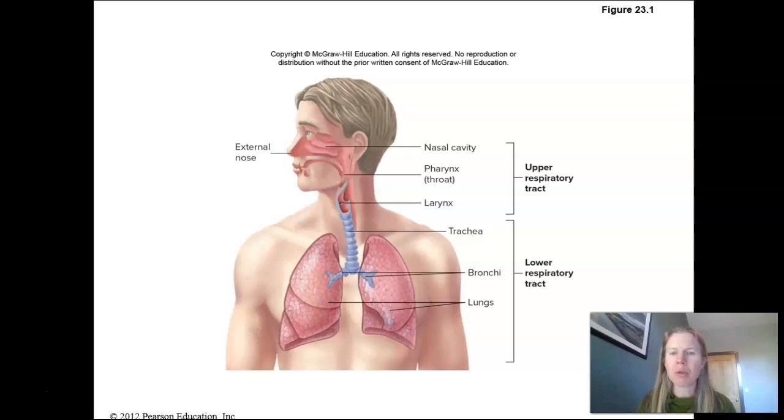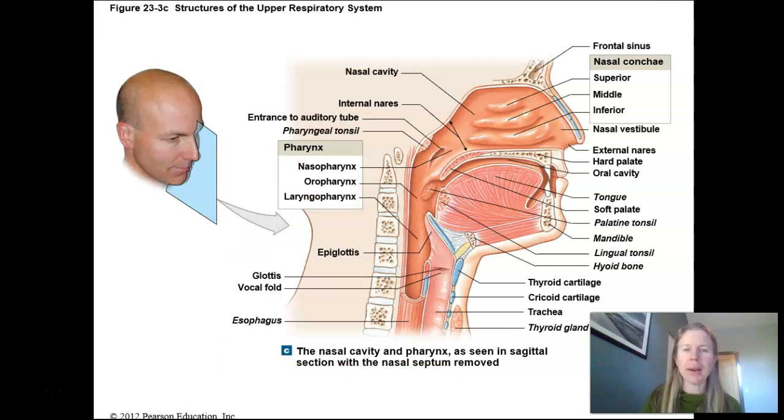That's the image from your book, trying to point out the same thing, but the larynx is definitely in the lower respiratory tract. Again, it's all connected. It probably doesn't matter, but that's actually how I remember the cutoff point: L, larynx, lower.